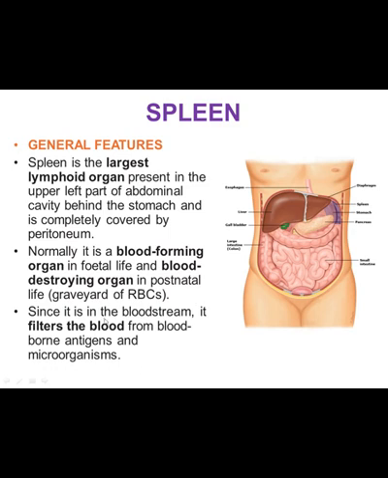Now we come to another structure, which is the spleen. This is the largest lymphoid organ, present in the upper part of the abdominal cavity behind the stomach, and is completely covered by the peritoneum. Here is the spleen. It is a blood forming organ in fetal life and a blood destroying organ in the postnatal life. That is why it is called the graveyard of the RBCs. Since it is in the bloodstream, it filters blood from blood-borne antigens and microorganisms.